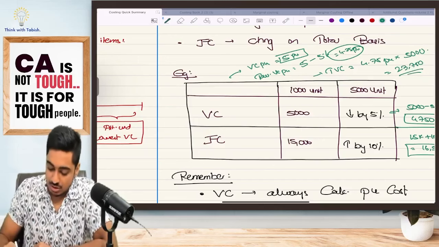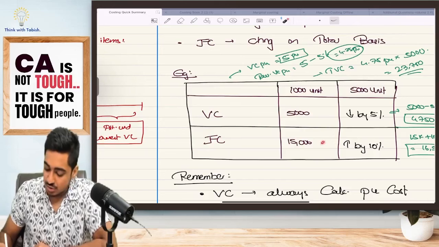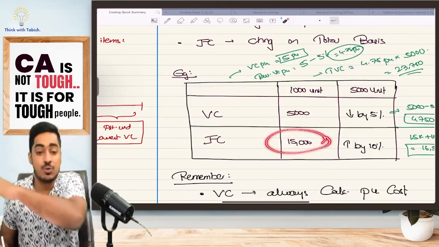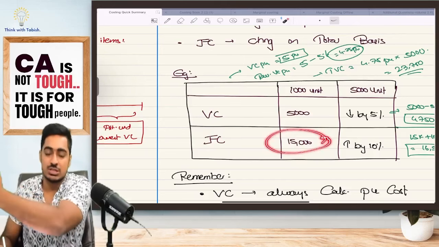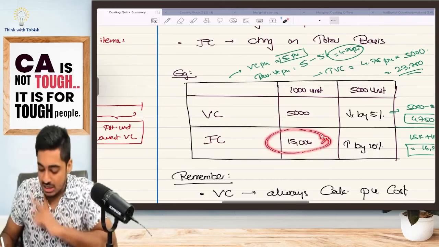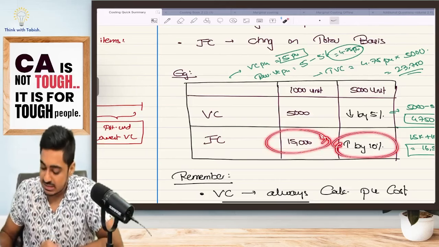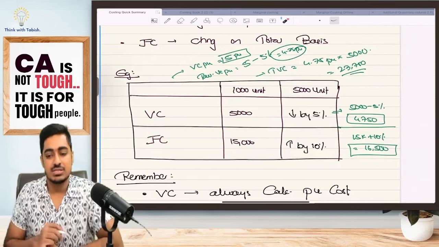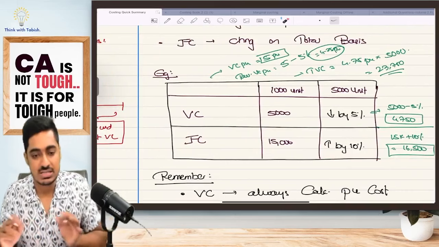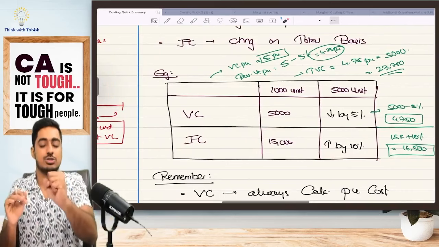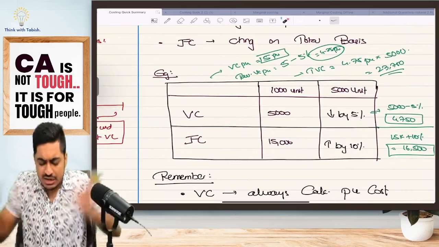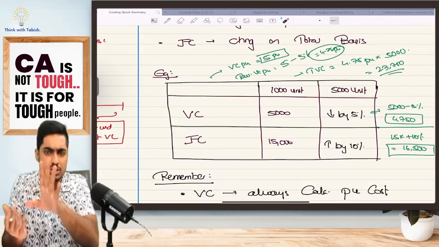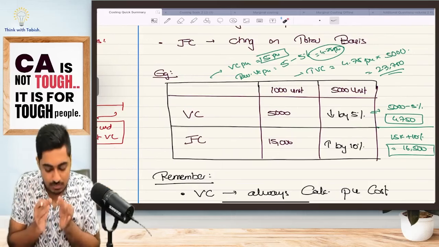When it comes to fixed cost, what is 15,000? This is the total fixed cost. If nothing was given, I would have assumed fixed cost is going to be 15,000 only in future also. But now the question tells us it has increased by 10%, so it becomes 15,000 plus 10%, 16,500. Yes or no, everyone? Just remember the simple rule. Throughout the entire costing, the moment you see variable cost, you have to write variable cost on per unit.